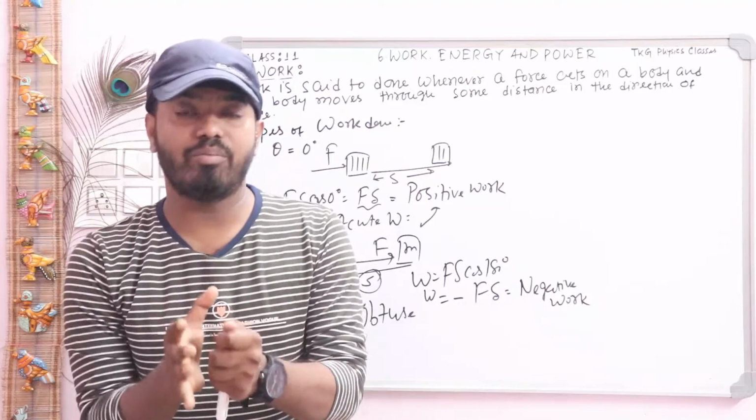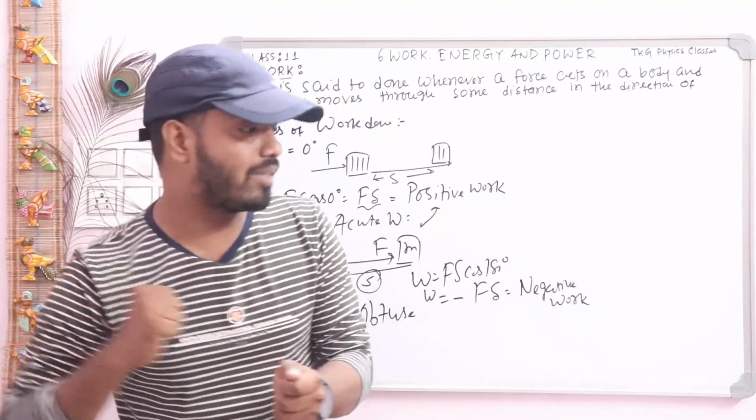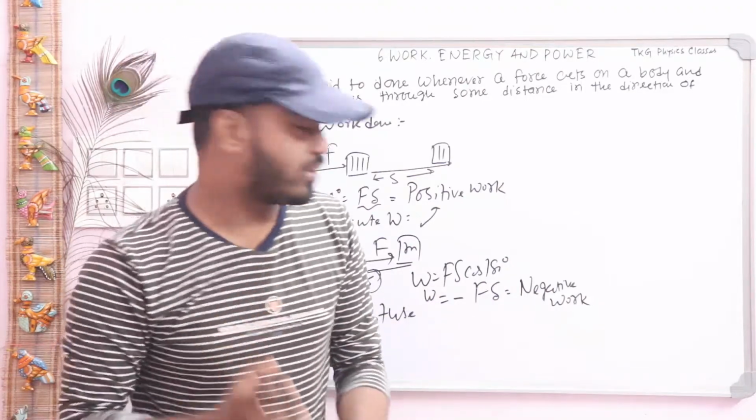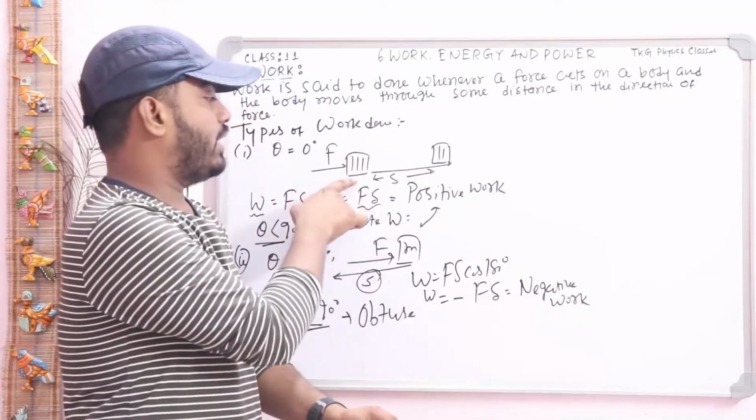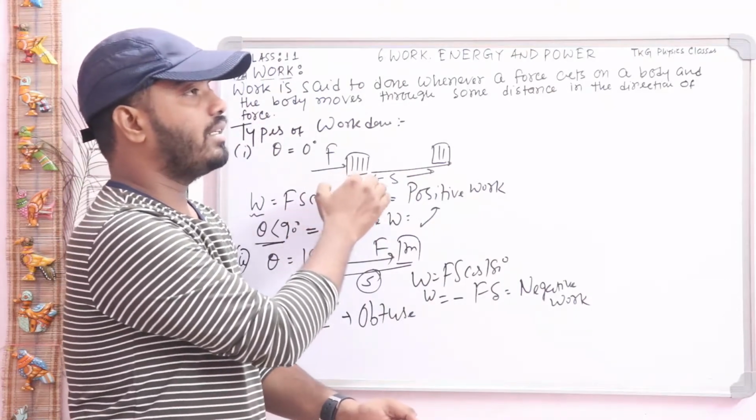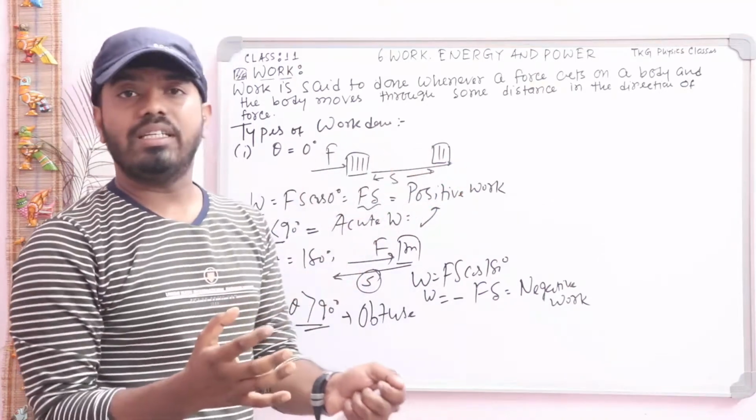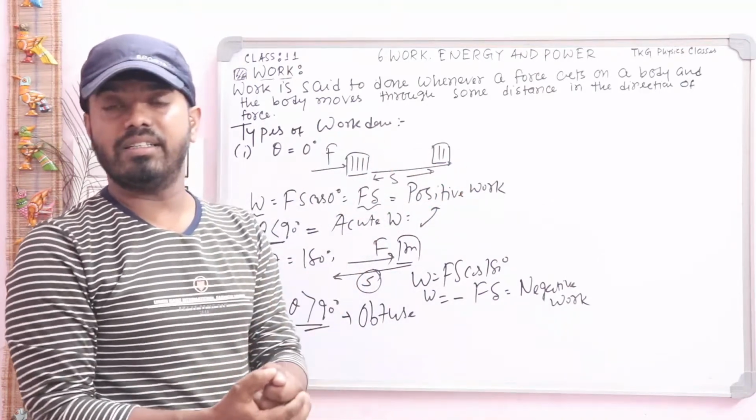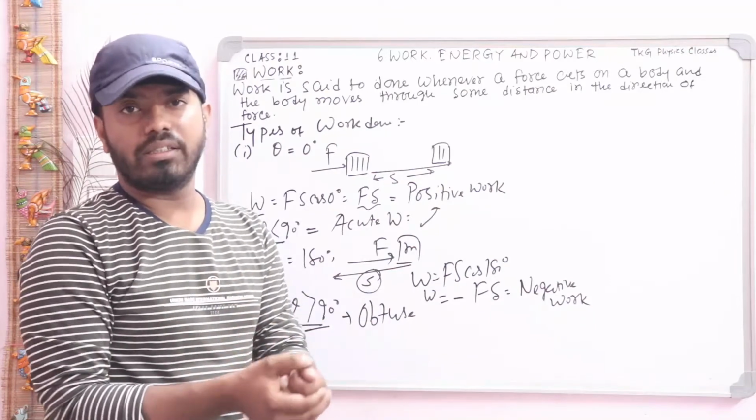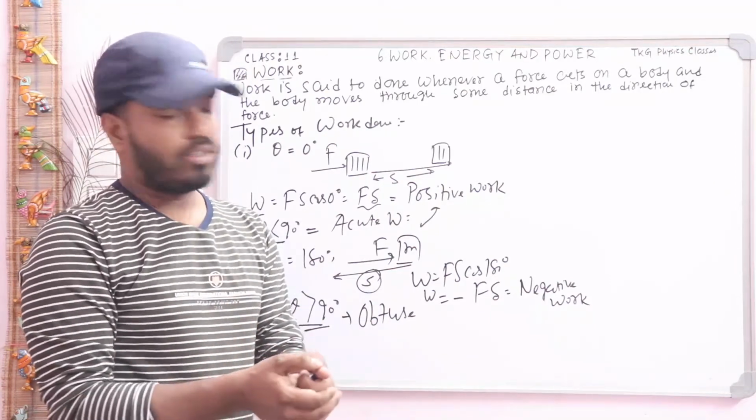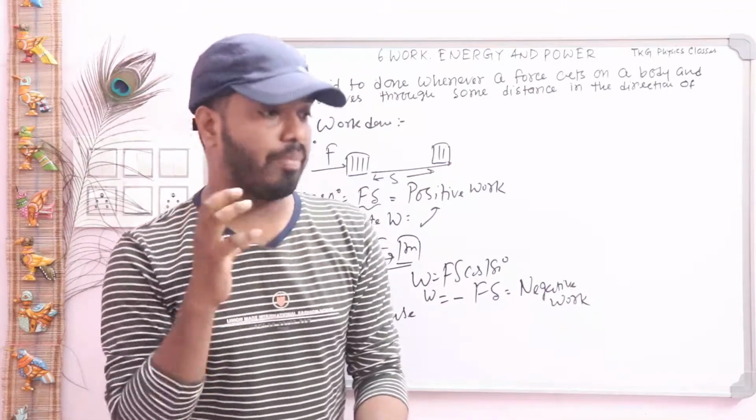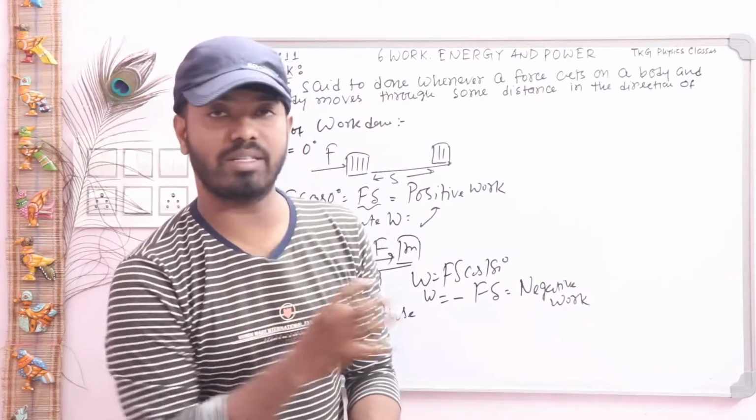The meaning of positive work is that you are supplying some energy to a body. When you are supplying a force to that body, the body attains a velocity. The velocity increases, which means its kinetic energy increases. Kinetic energy is a form of energy. So positive work means you are supplying some energy to the system, to the body.